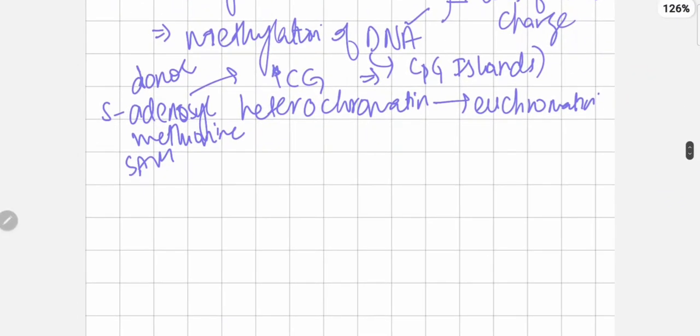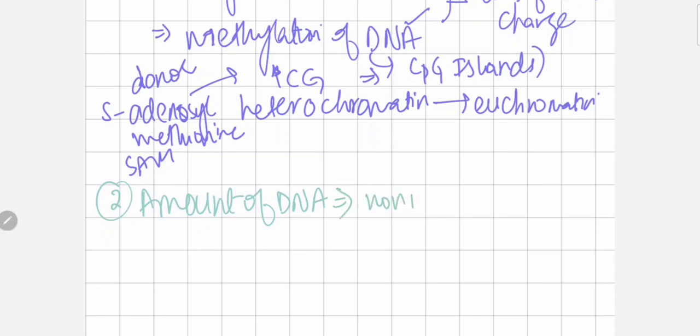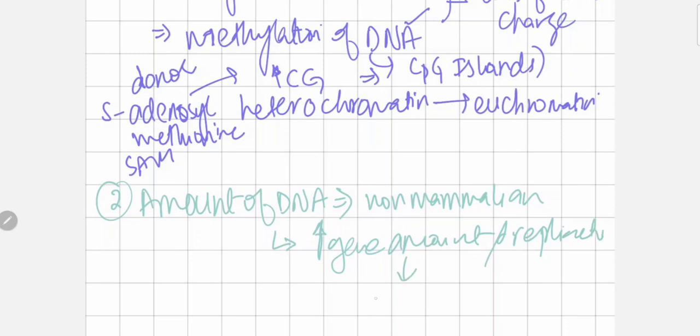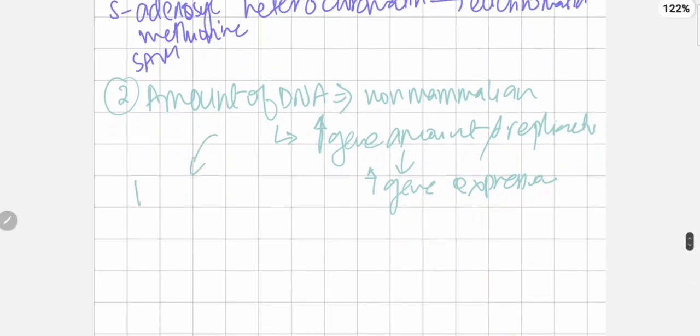All right, the next is amount of DNA. Now this is not seen in humans, it is mostly seen in non-mammalian animals. And actually what happens is that when you increase gene amount or gene replication, the gene expression increases, right? But in case of humans, there is disease.